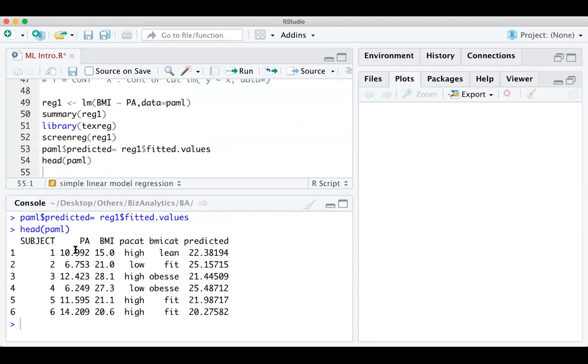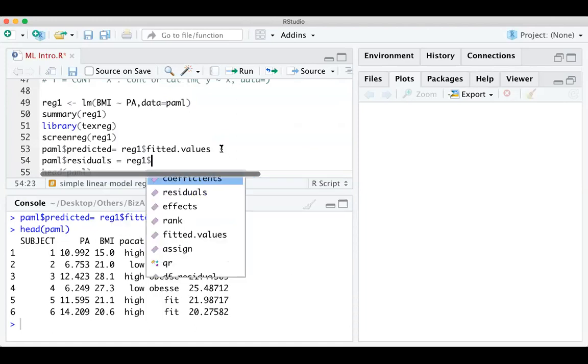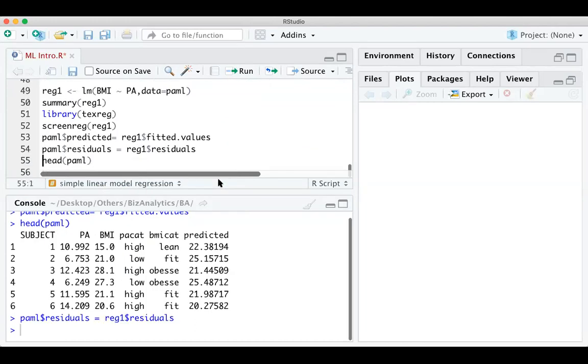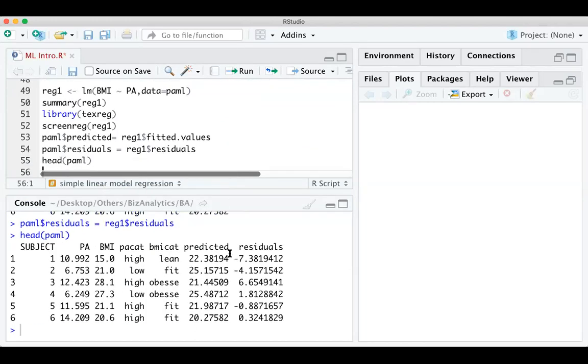For example, 15 minus 22, so you'll get 7. That is your residual. Otherwise, there is a command for that also. Let me take PAML and say residuals equal to reg1 dollar residuals, right? Control enter. Now you can see residuals also.